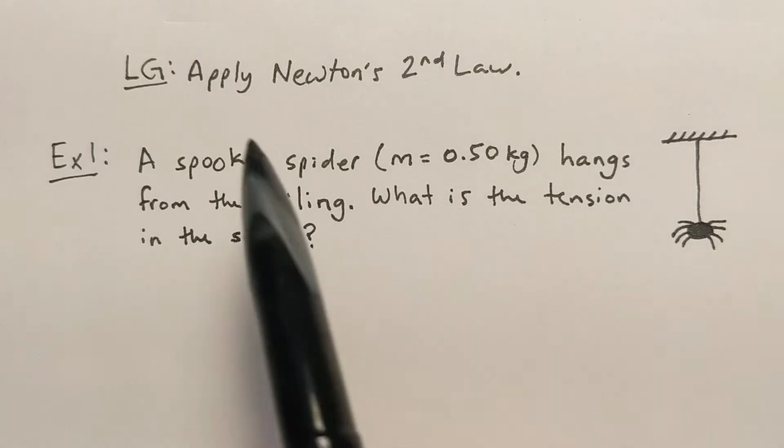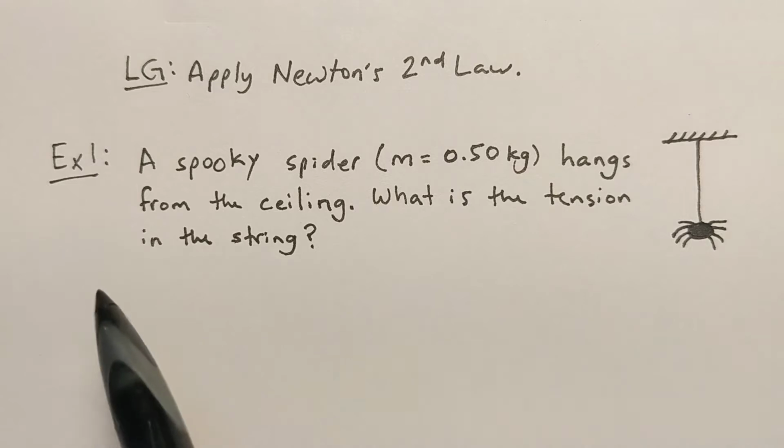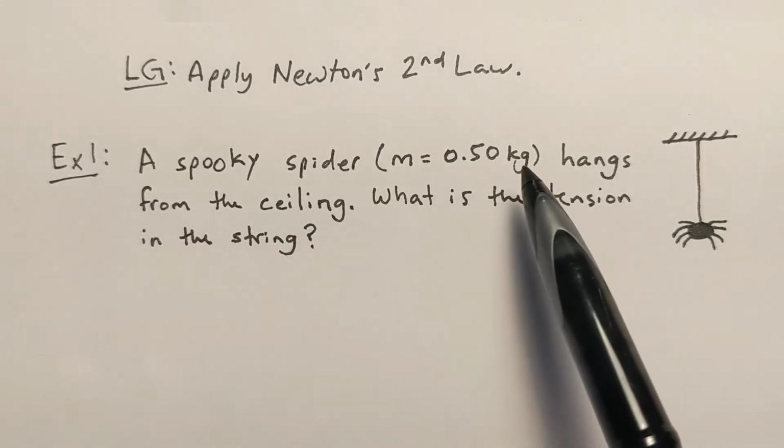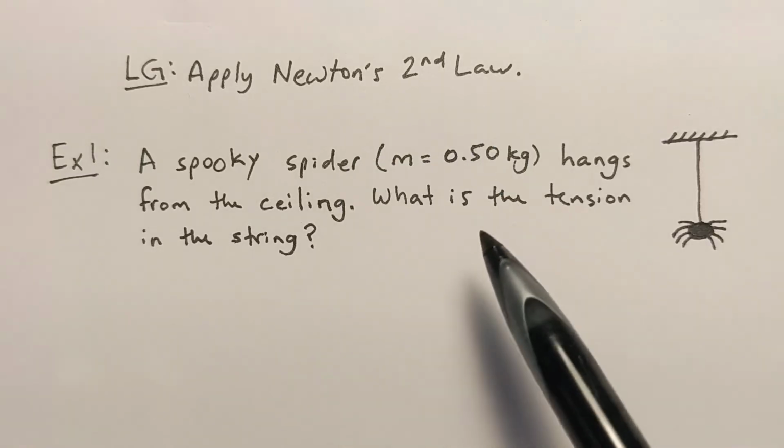Today's learning goal is to apply Newton's second law. Okay, so let's take a look at this example. It says a spooky spider, mass equals 0.5 kilograms. This is a large mass for a spider, so probably this is a Halloween decoration.